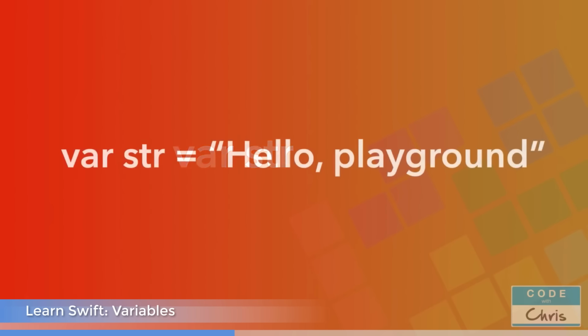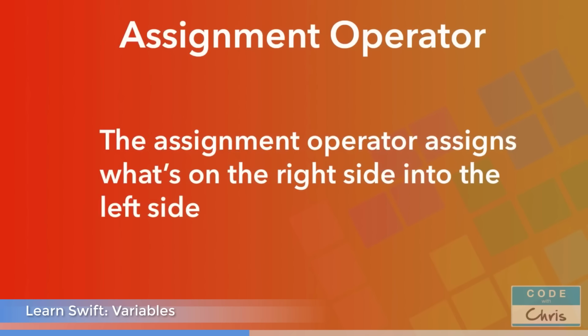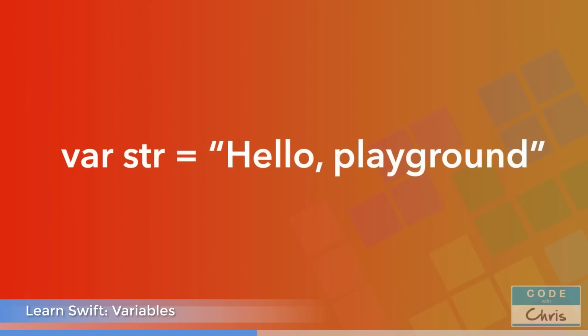Now taking a look at the whole line, what we have on the right hand side there, that's some data. We did say that variables hold data, right? And that equal sign in between the variable name and the piece of data, well, that's an assignment operator. So what we're doing in this line of code is we're declaring a variable called str, and then we're assigning that piece of data to that variable.